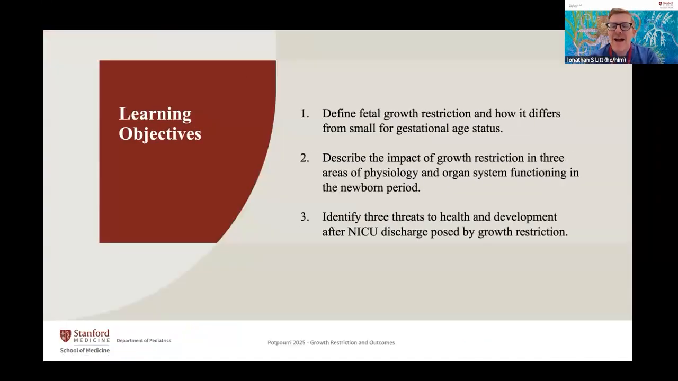So for the next half an hour or so, what I'd like to do is to talk about fetal growth restriction and how it differs from small for gestational age status, although, as you just heard, there is some controversy about that. The second objective is to describe the impact of growth restriction in areas of physiology and organ system functioning in the newborn period. And then third, to move on to areas of health and development after NICU discharge and enter into early and later childhood as children grow and develop.